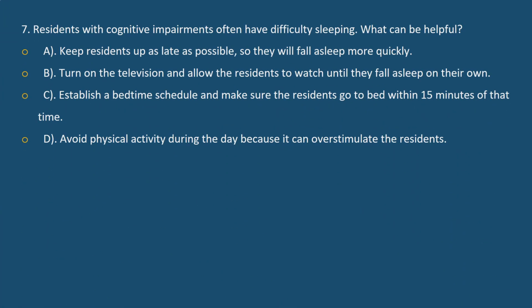Question 7. Residents with cognitive impairments often have difficulty sleeping. What can be helpful? A. Keep residents up as late as possible so they will fall asleep more quickly. B. Turn on the television and allow the residents to watch until they fall asleep on their own.